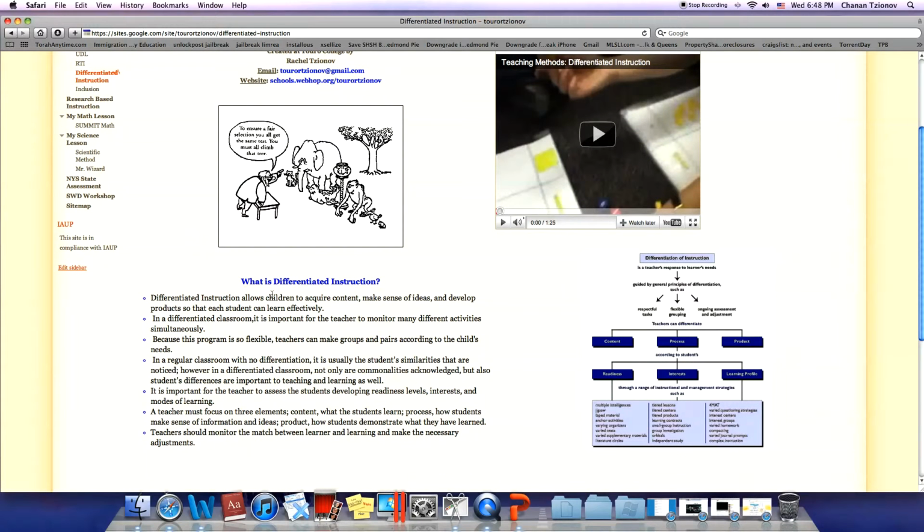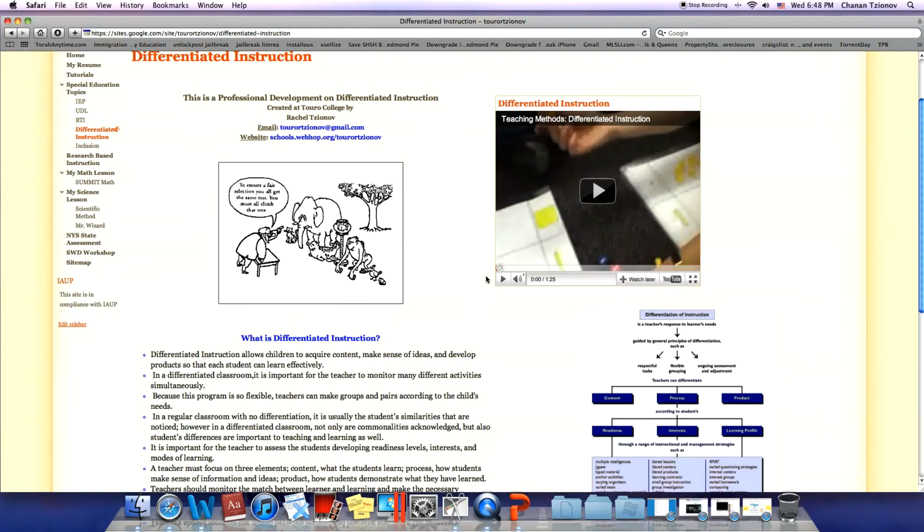If you look down, you will see many bullet points on differentiated instruction. You could definitely read it. It's very informative. You could also look at the video on the right-hand side about the teaching methods of differentiated instruction. If you look at the sidebar again, let's go to My Math Lesson.